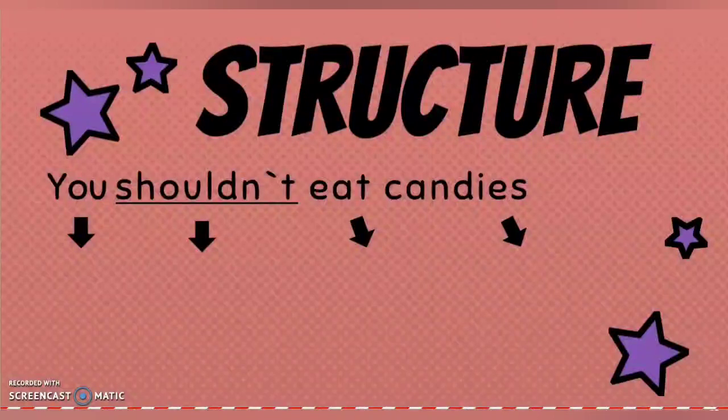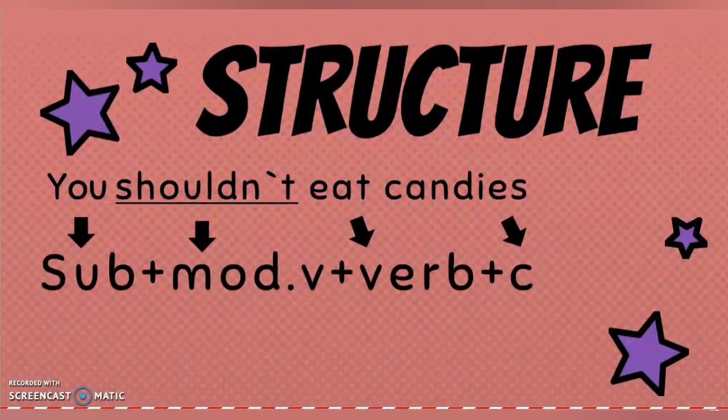Now, let's check this example that is negative. You shouldn't eat candies. Tú no deberías comer dulces. So, it's the same structure as in affirmative, but with a negative modal verb. So, you, the subject, shouldn't, the modal verb, eat, that is the verb, and candies, that is the complement.